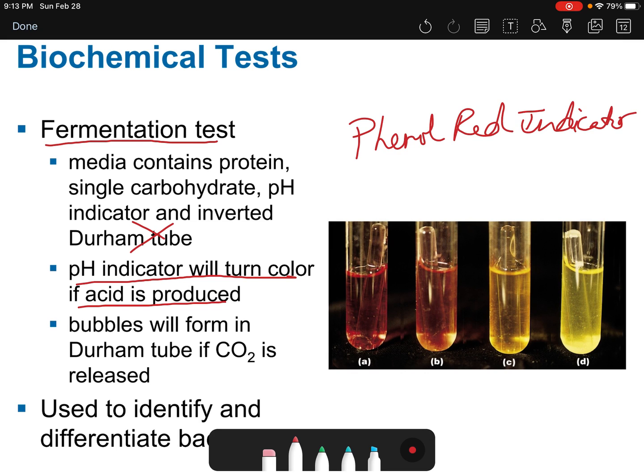So all the tubes start out red to begin with, and you're going to inoculate your bacterium in each of the tubes. And we use phenol red sucrose, phenol red lactose, and phenol red dextrose, which is glucose. So you're going to have a PRS tube, a PRL tube, and a PRD tube. They'll all look red to begin with. We're going to have you put your bacterium in there. We're going to let them sit over the weekend.